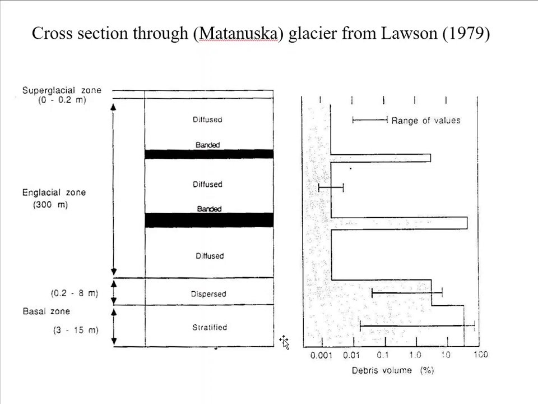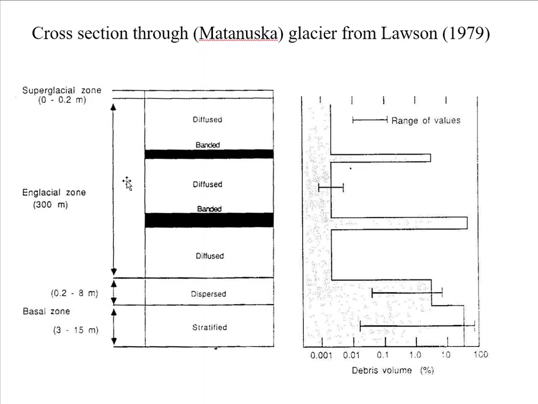The stratified facies here can have 20, 30, 40, 50% by volume debris content. Even the dispersed facies, which is lower, can still have several percentage debris content, similar to the banded facies in the end glacial zone.